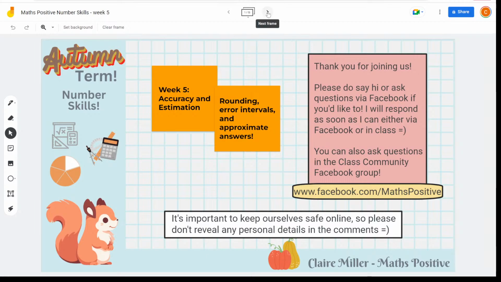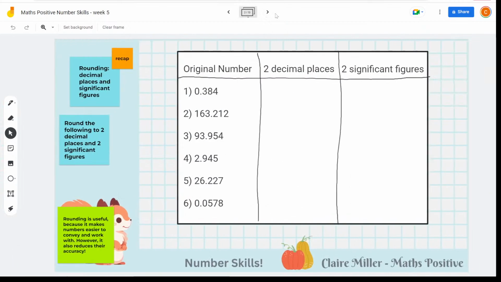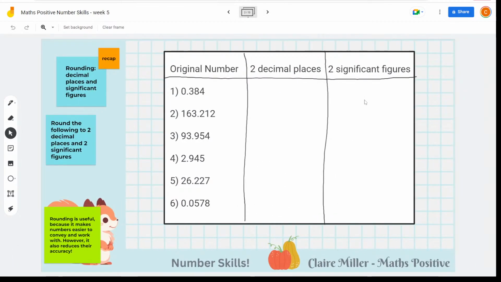Excellent. So let's get started. We talked last time about how you can round to a number of decimal places or to a number of significant figures. Some of you might not be familiar with both of these, or even either of them. Another way of rounding numbers is to round to the nearest whole number, or to the nearest 10, or to the nearest 100.